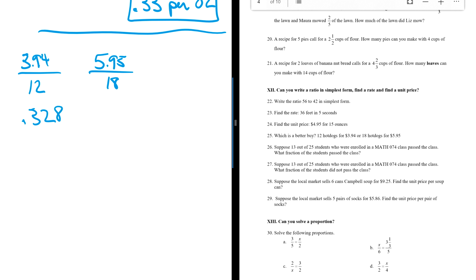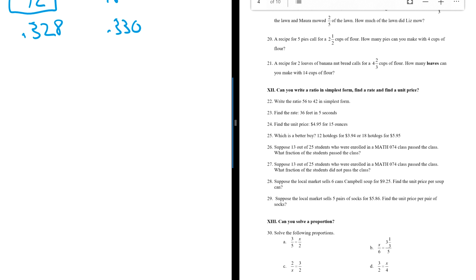0.328. And then the 5.95 divided by 18. And that's 0.330. So which is the better buy? The $3.94 for the 12. Barely. I mean, it is like no big issue kind of a thing.